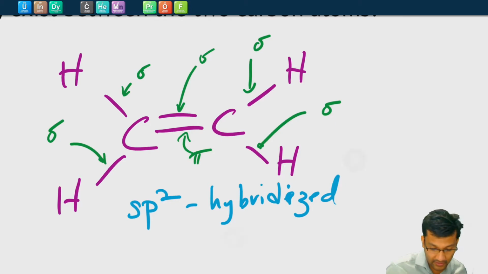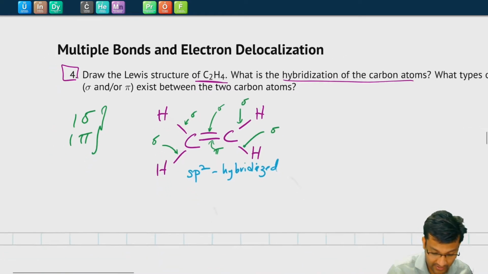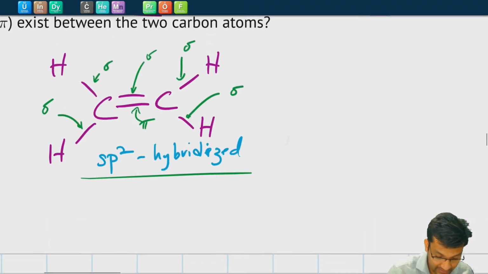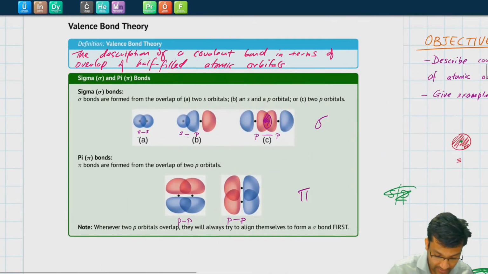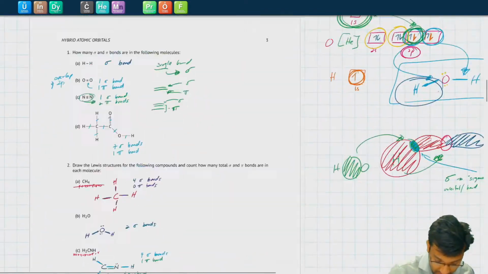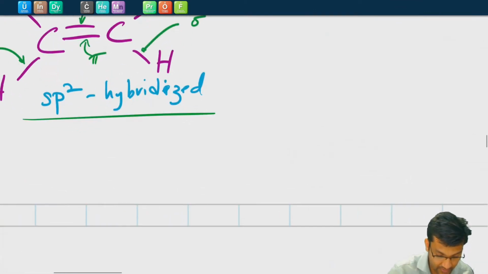So we know that between the two carbon atoms, there's one sigma and one pi bond. That answers the question. But how does the idea of sp2 hybridization relate to sigma and pi bonds? Earlier, we talked about how sigma and pi bonds are related to overlap between s and s, or s and p, or p and p atomic orbitals. They don't mention anything about hybrid orbitals, like sp2 hybridized orbitals.